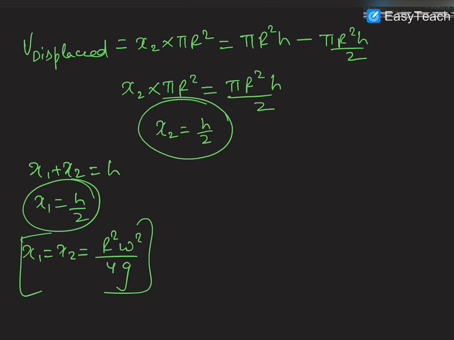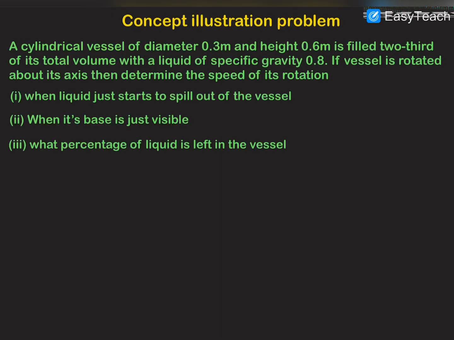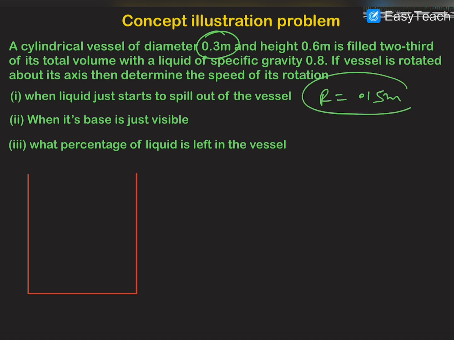And let us discuss a numerical to clearly understand the situation in detail. So you can see that there is a cylindrical vessel. Let us draw this vessel. The radius, in fact the diameter of the vessel is this. So the radius of the vessel is 0.15 meter. And the total height of this cylinder, H, is equal to 0.6 meters.